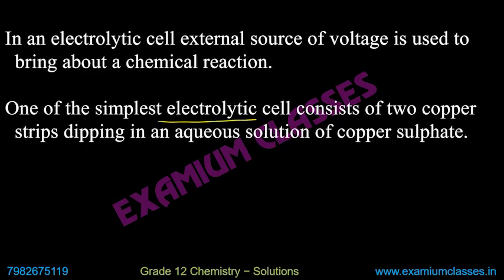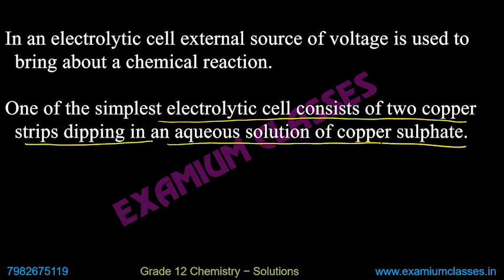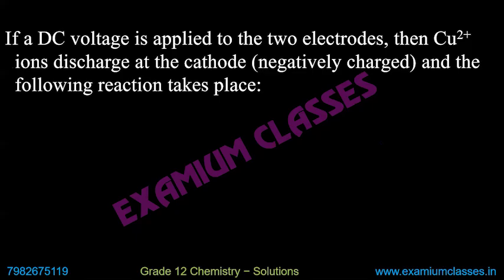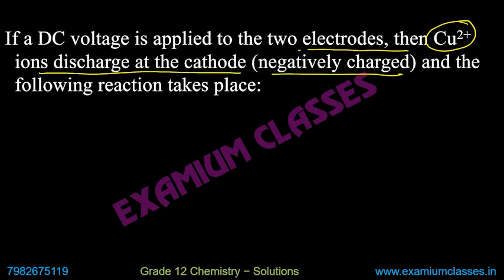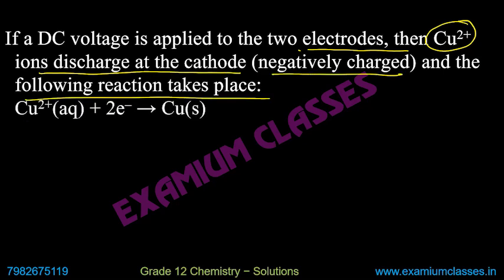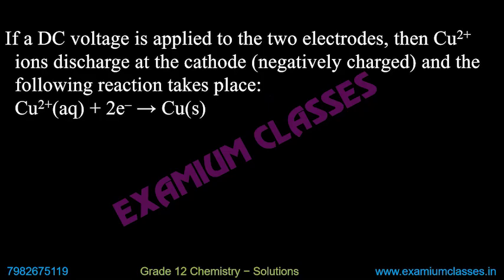One of the simplest electrolytic cells consists of two copper strips dipping in an aqueous solution of copper sulfate. If a DC voltage is applied to the two electrodes, then Cu2 plus ions discharge at the negatively charged cathode and the following reaction takes place. Remember, we are talking about the cathode. Cathode reduction will take place.